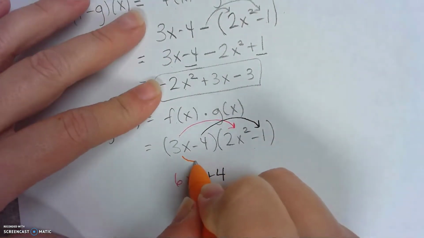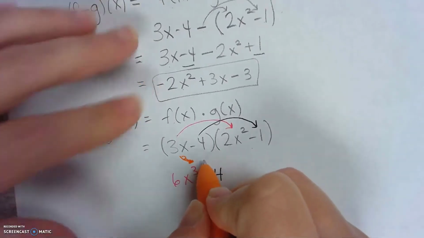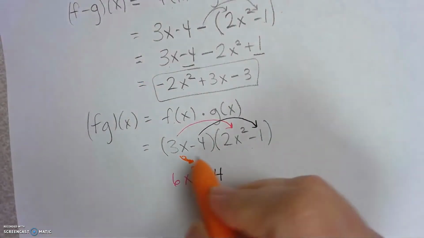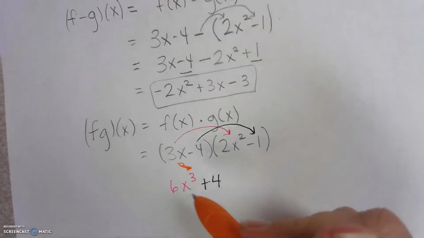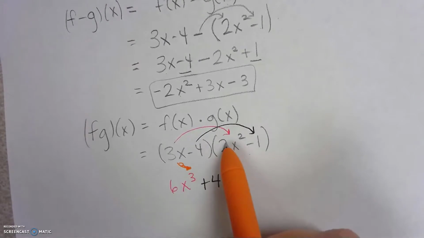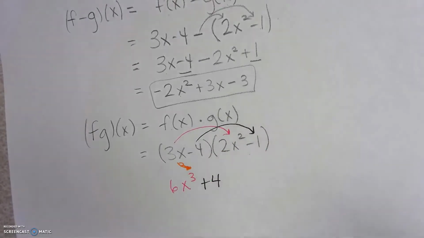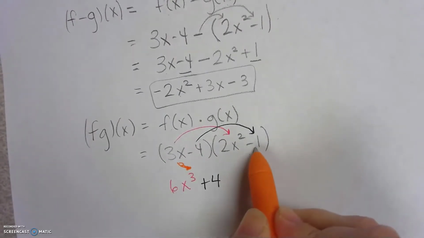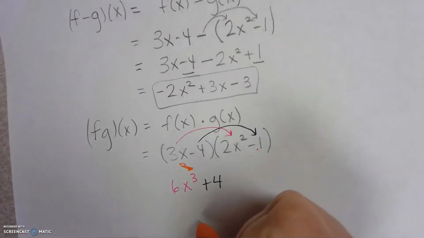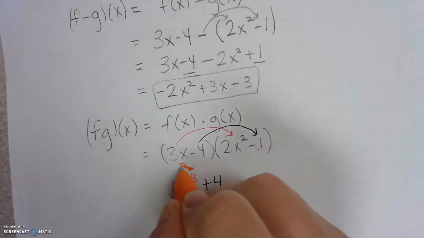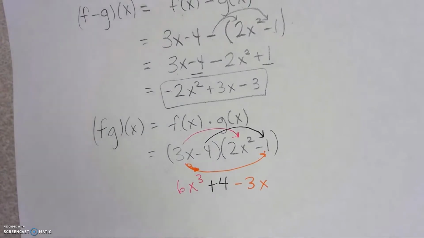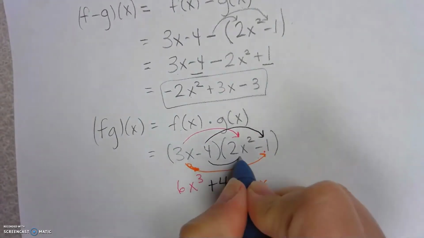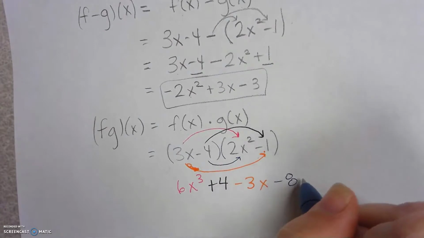Then I'm going to say, well, I can do it this way too. So I said 3x times 2x squared. And then I said negative 4 times negative 1. Alright, then I want to say 3x times negative 1. And I want to say negative 4 times 2x squared.